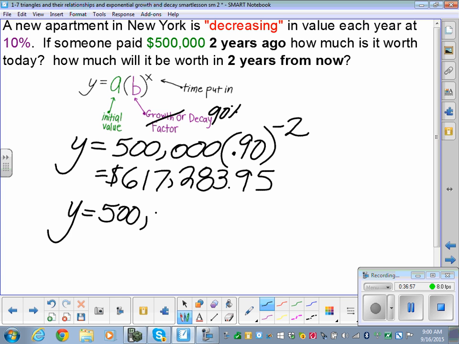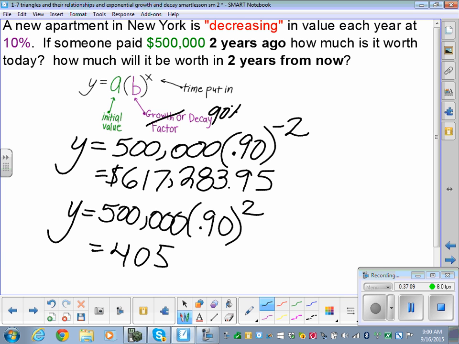500,000 times 0.90, and in 2 years from now, $405,000. That's it. Yeah, $405,000. So now, guys, 2 years from now, when you sell it, you're only going to get $405,000 for it. Does that make sense? So if you're going back in time, now you have to be careful when you're thinking about these, because you just gotta be careful. Okay, so if you're going back in time and you want to know what it was worth back in time, you'll do negatives. And if you want to go forward, like how much is it worth in a few years, you'll do positive exponents. Any questions on that?